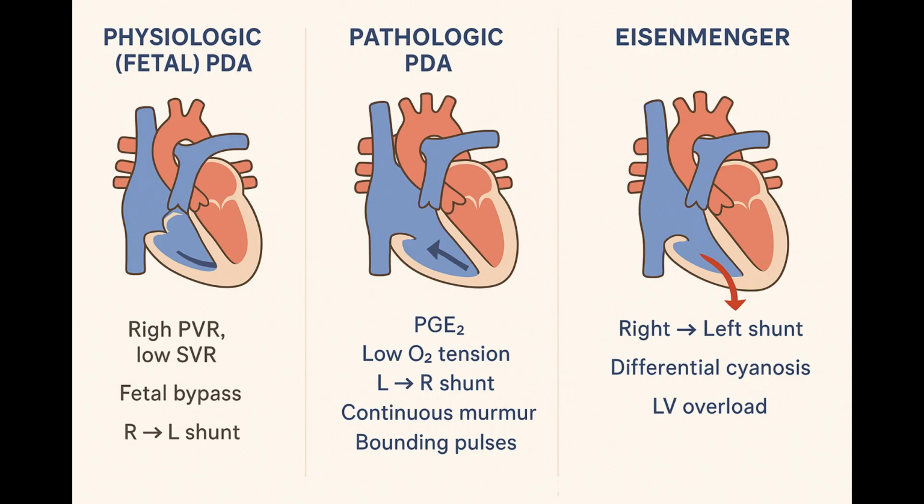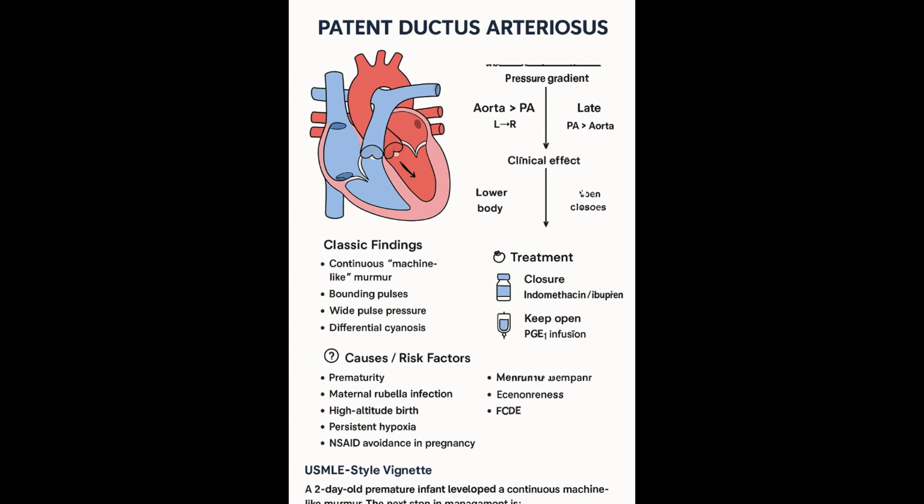Oh yeah, unforgettable. The continuous roaring machinery-like murmur. It's heard throughout systole and diastole, best up under the left clavicle. Why continuous? Because the aortic pressure is always higher than the pulmonary artery pressure after the PVR drops, so blood shunts across the PDA during both systole and diastole. Makes sense. And you also see other signs. Yeah, because blood is constantly running off the aorta into the low-pressure pulmonary circuit during diastolic pressure drops. This gives you a wide pulse pressure, the difference between systolic and diastolic, and often bounding pulses.